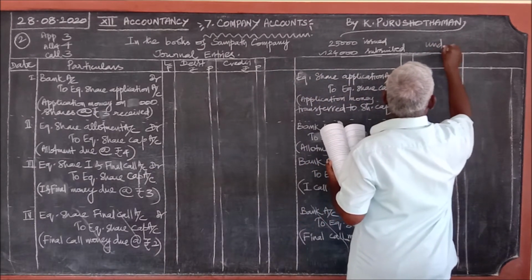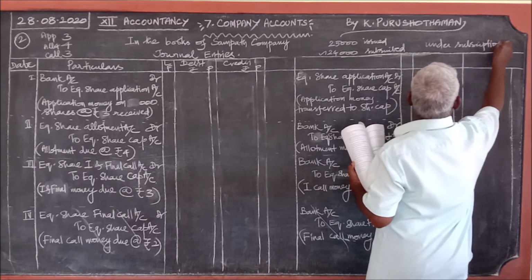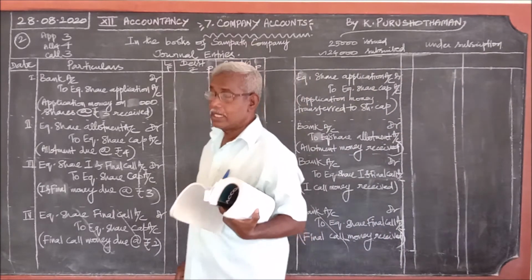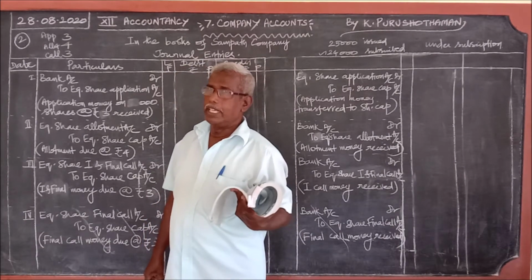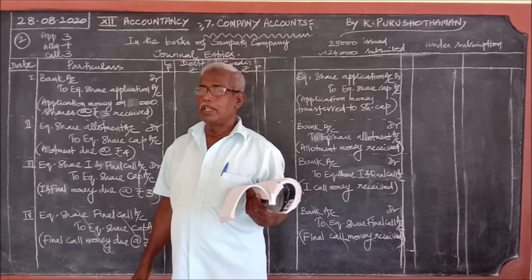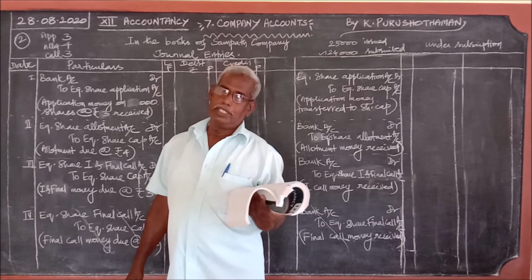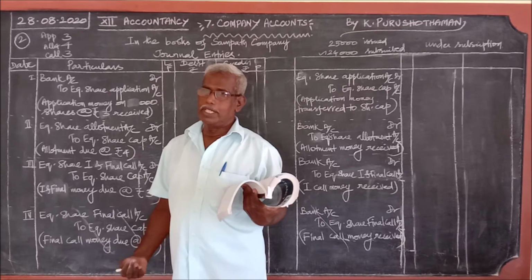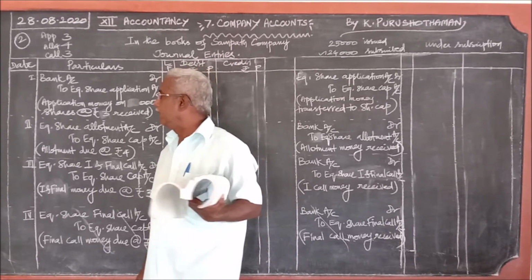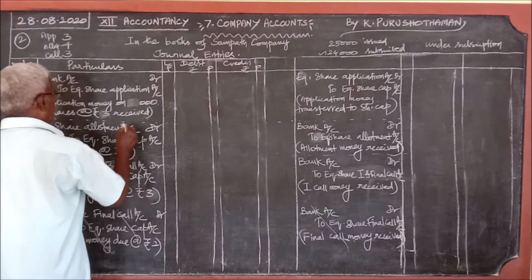When I was teaching the theory part in the previous two classes, I said what under subscription is. If the number of shares subscribed is lesser than the number of shares issued, then it is called under subscription. Okay, so we should take only 24,000 shares for calculation.